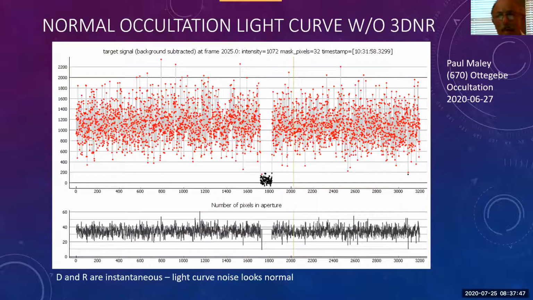So here is a normal occultation light curve without 3 DNR. It's on a Watt 910 HX camera that was taken by Paul Maley on the 670 IOTA Mtg. I don't know how to pronounce that. Occultation. Looks pretty normal noise. Nice straight disappearance, reappearance. Good light curve. Paul's really perfected his craft.